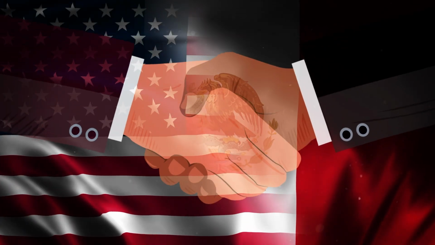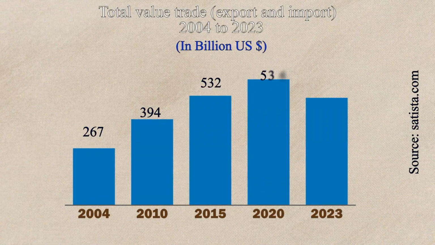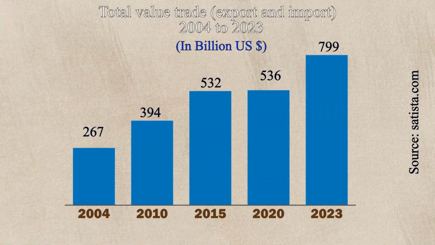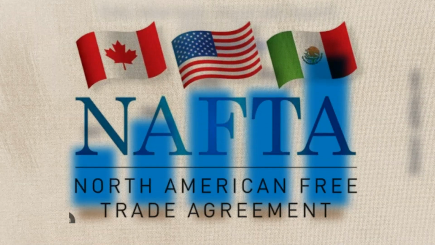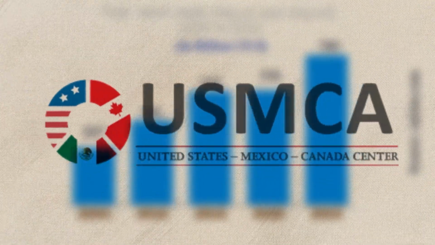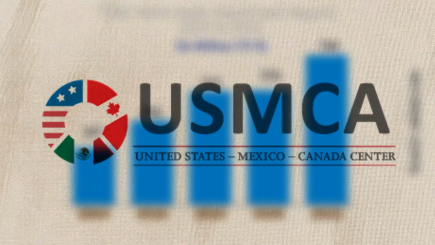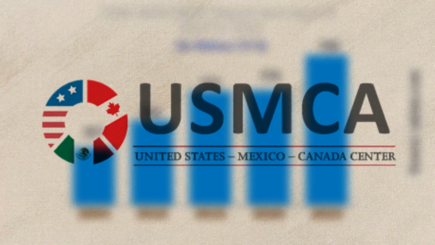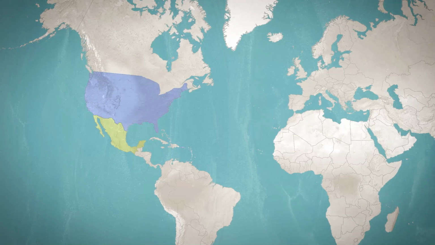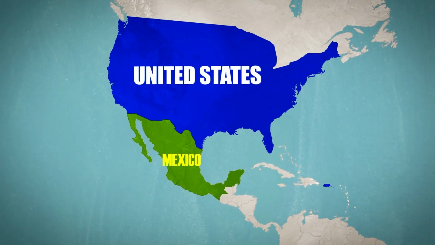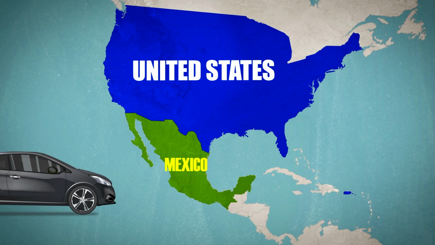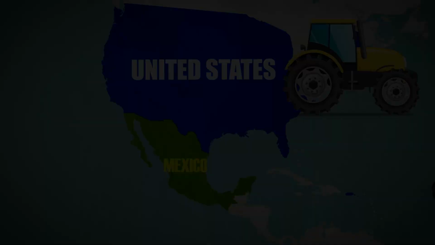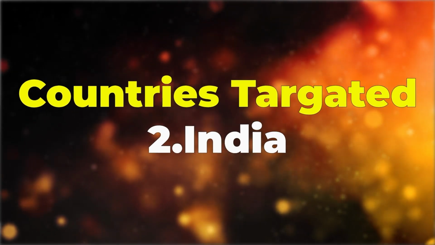Historically, Mexico has been a major trading partner of the US, with trade between the two nations totaling over $650 billion annually. The North American Free Trade Agreement, later replaced by the United States-Mexico-Canada Agreement, played a key role in facilitating this economic relationship. Imposing tariffs risks disrupting this interconnected supply chain, particularly in industries such as automobile manufacturing and agriculture. As for India, the situation is more complex.